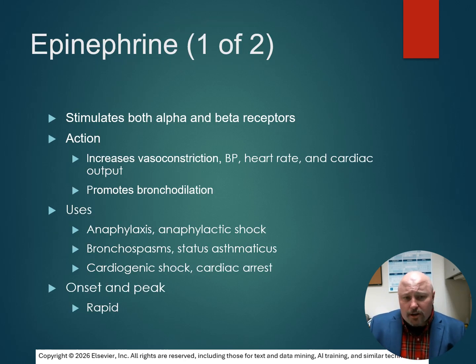The first drug we'll talk about is epinephrine. It stimulates both alpha and beta receptors. By action, it increases vasoconstriction, increases blood pressure, heart rate, and cardiac output, while also promoting bronchodilation to open up that airway. It's used in things like anaphylaxis, anaphylactic shock, bronchospasm, status asthmaticus, cardiogenic shock, cardiac arrest, and it has a very rapid peak in onset.